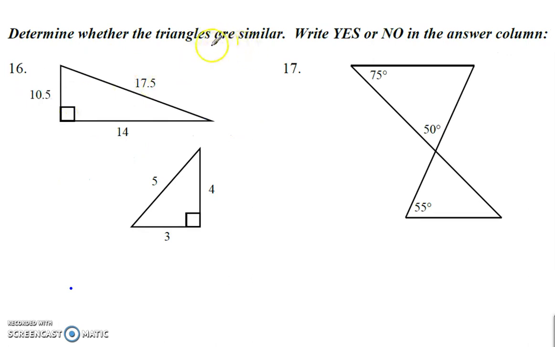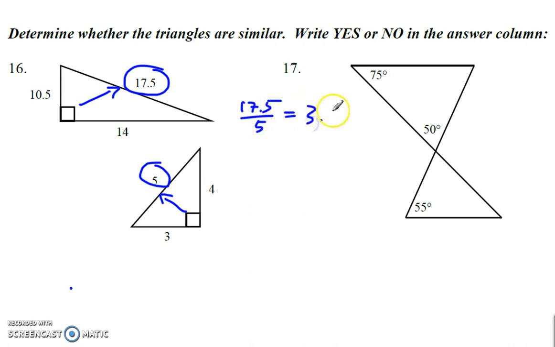All right. Do we know whether these are similar? Well, if they are, the proportions would have to be the same. But first, we want to determine which sides are corresponding sides. Here's the right angle. So this side is C, so I'm going to have to put 17.5 with 5. So I'm going to put 17.5 over 5, and that gives me 3.5.